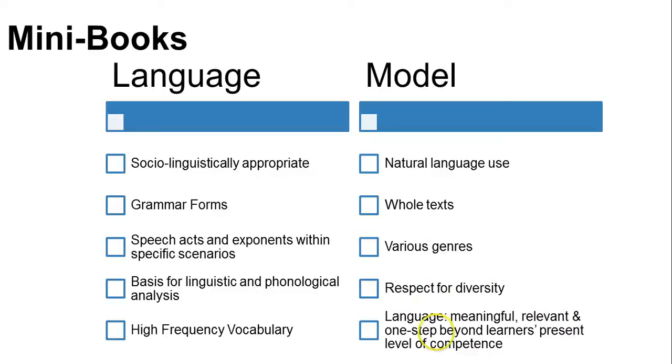The mini books should also model a respect for diversity and openness, and they should also contain language that is meaningful, relevant, and one step beyond the learner's present level of competence. So if the students are working at an A1.1 level, the books might show language that's just a little bit beyond the A1.1 level, because then the books serve to gradually pull language development to the next step.